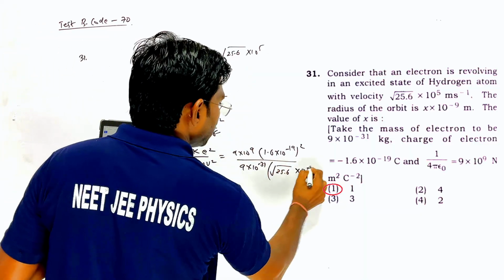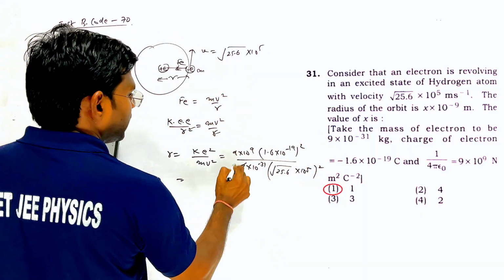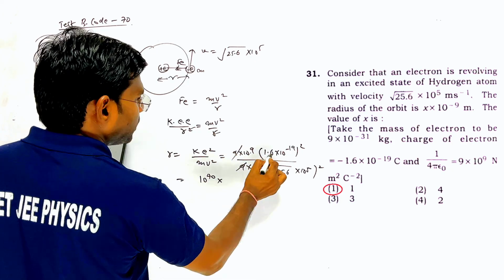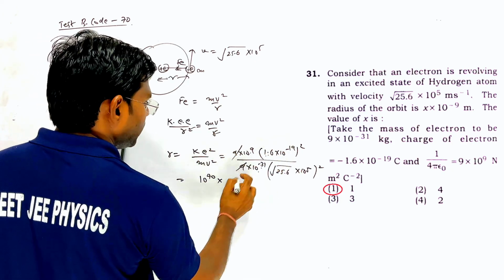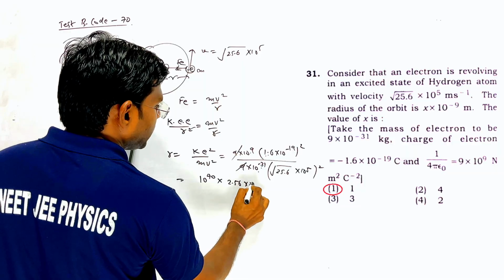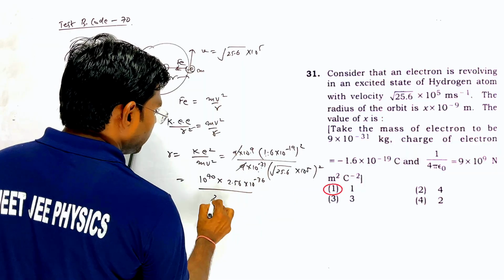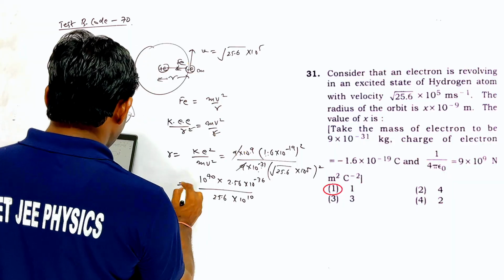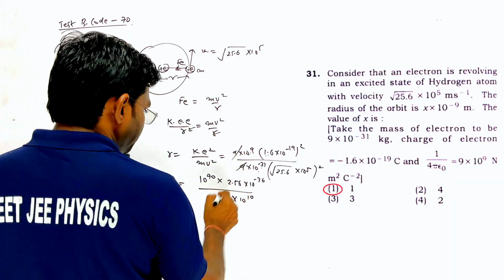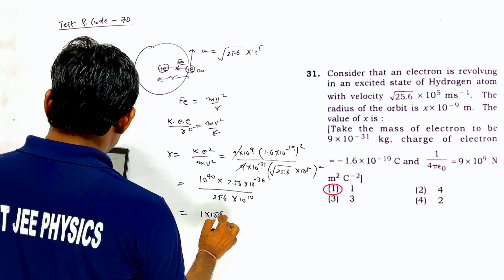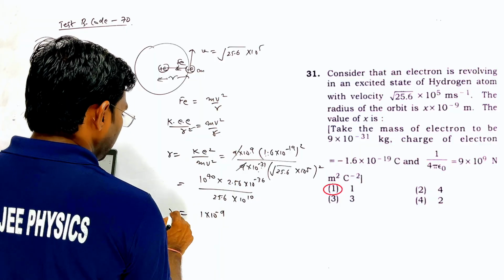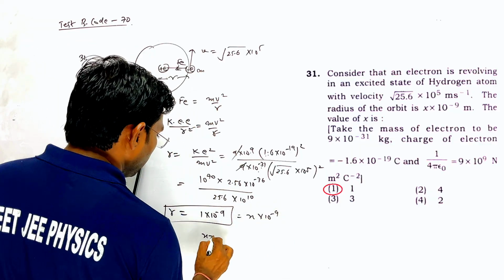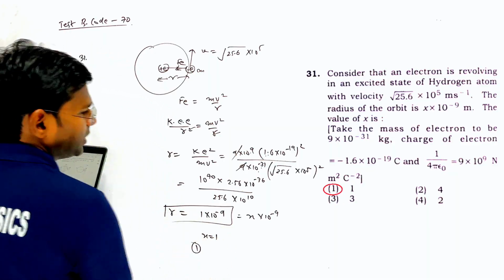Okay. So if you make the whole square, it becomes like this. 9 will cancel out, 9 and 31, it becomes 40. So 1.6 whole square, if you simplify, into 10 to the power minus 38. In the denominator, 25.6 into 10 to the power 10. When you simplify the radius, you will get 1 into 10 to the power minus 9, and according to that, it is x into 10 to the power minus 9. So the value of x is 1. So the first option is the correct option.